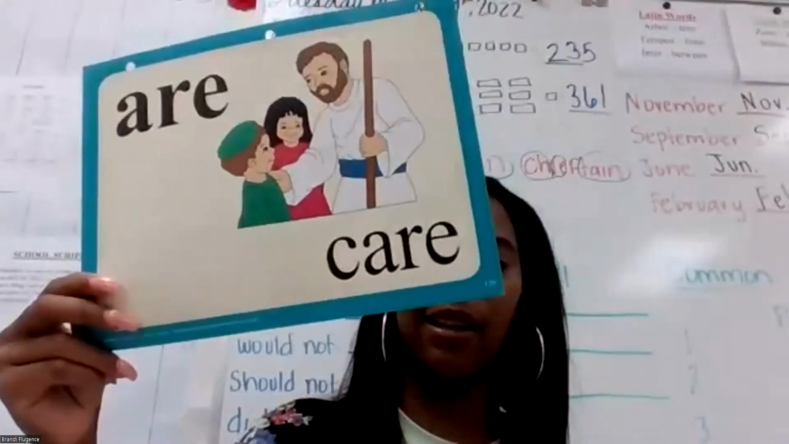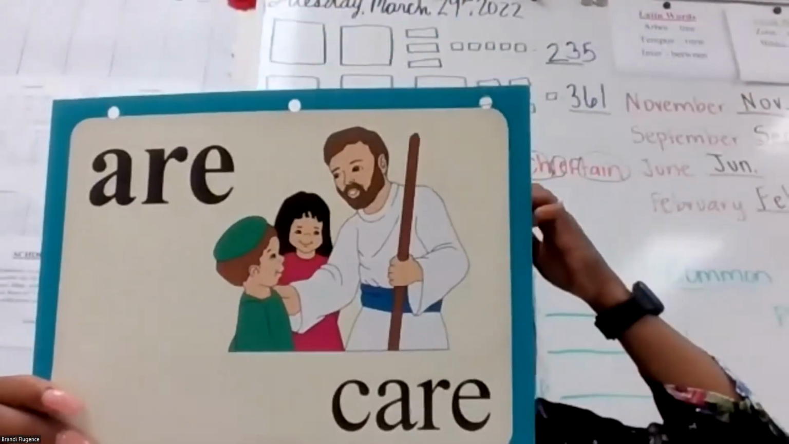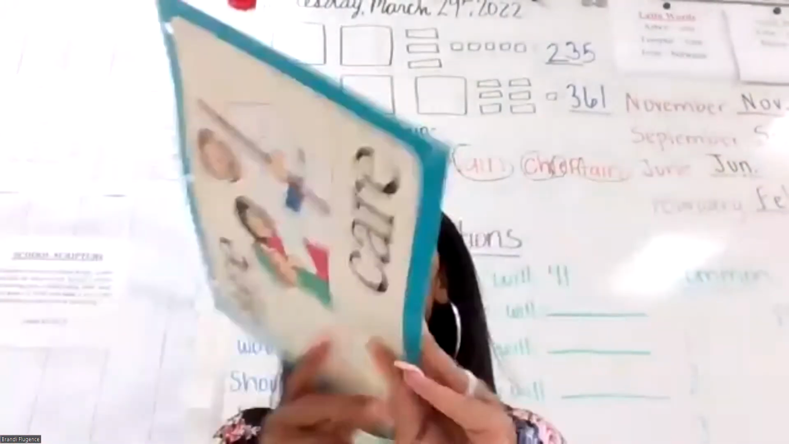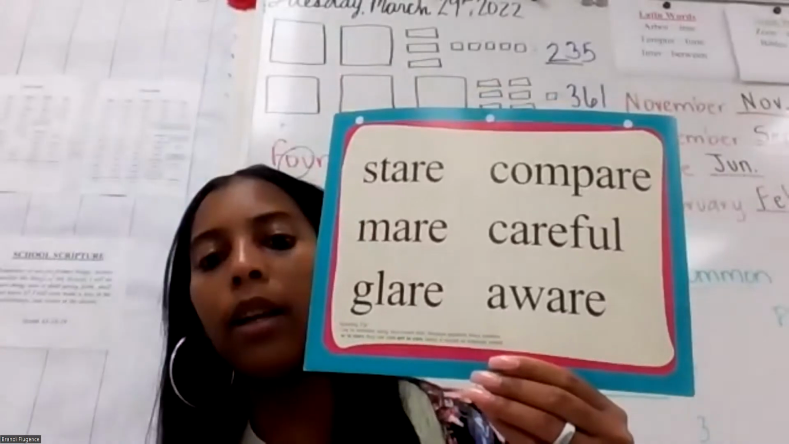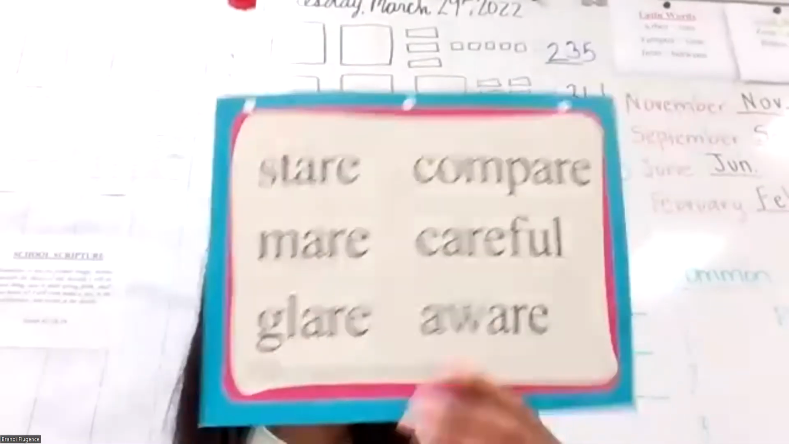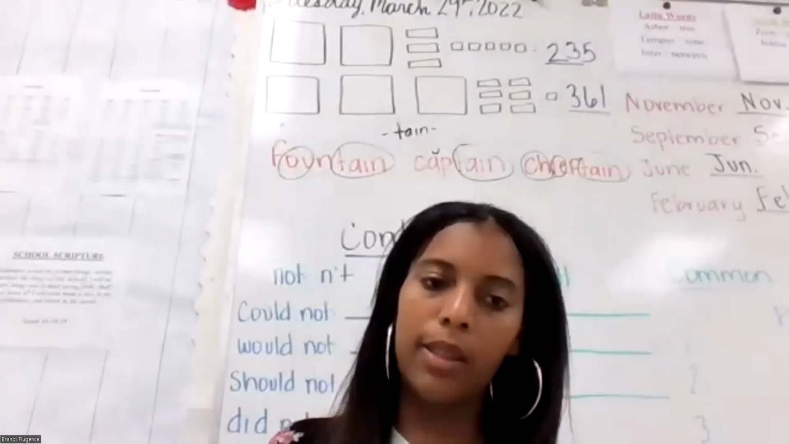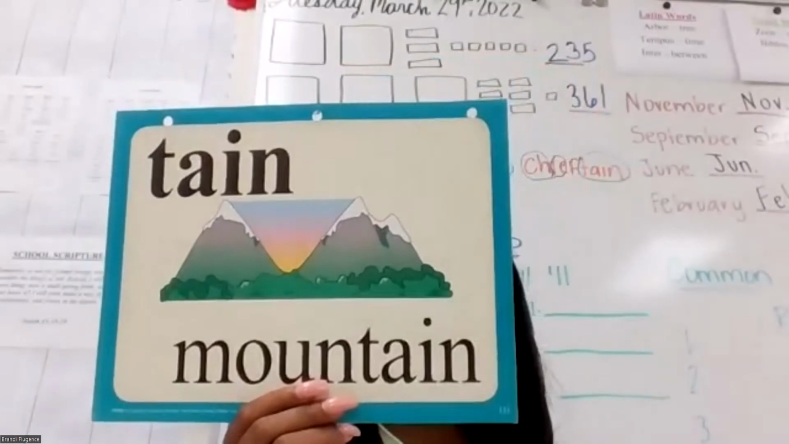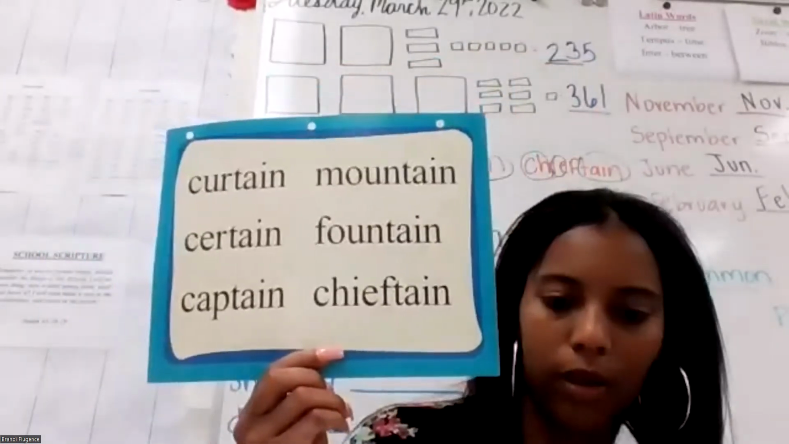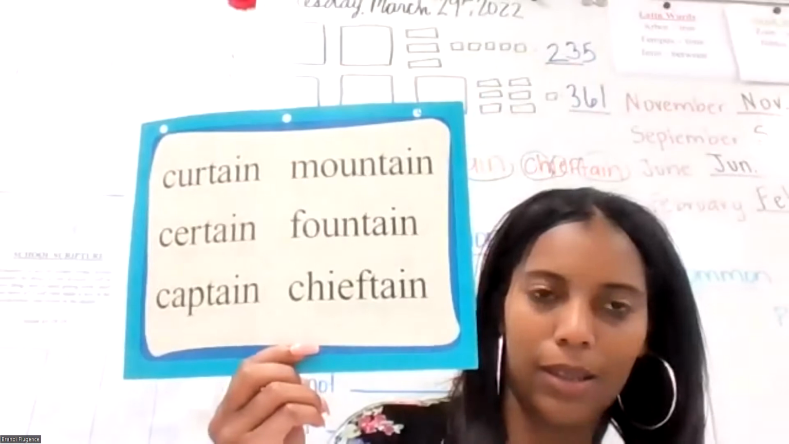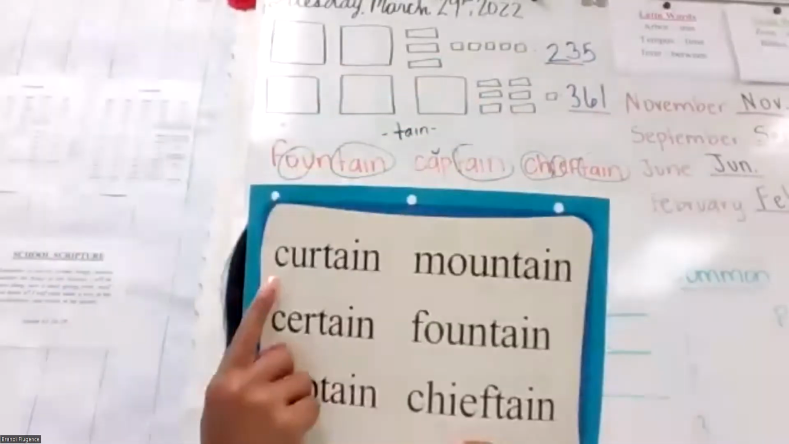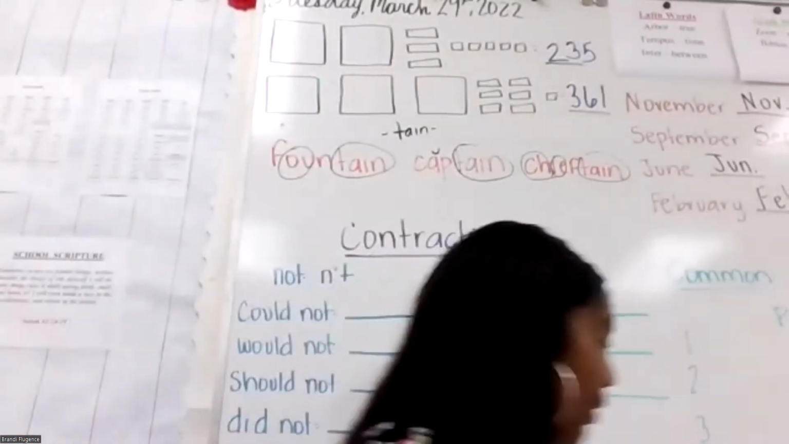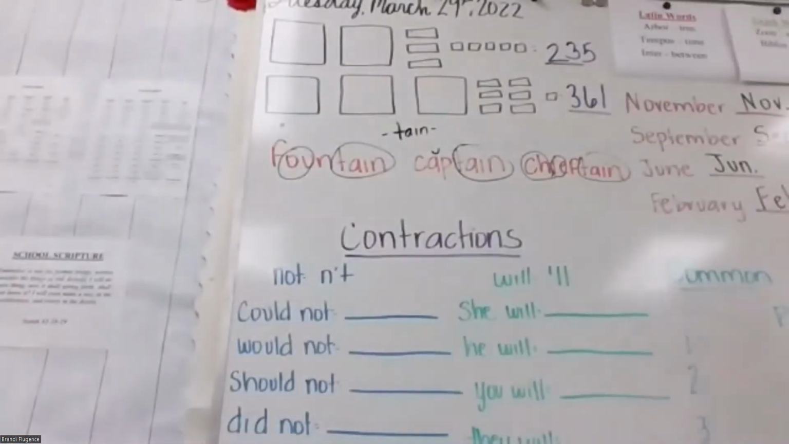ARE says air like in care. Okay, whenever you have two things and you want to see which one is better, you will compare them. And then TAIN says ton, like in mountain. Okay, this is what is on a stage. Curtain, a curtain. Yeah, curtains on a stage.